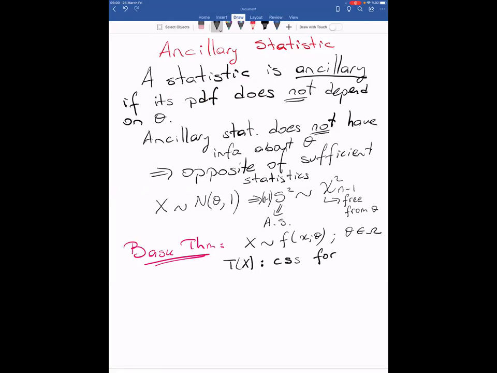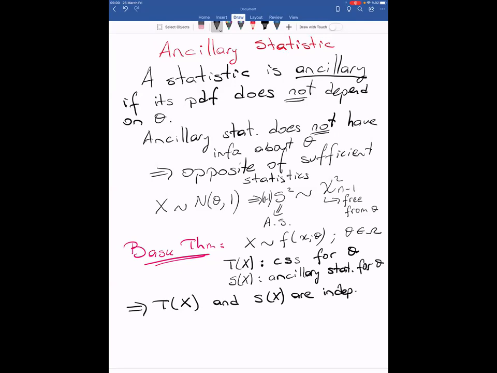I hope you remember the definition of completeness and sufficiency from the previous semester. And then let's say we have S(X), and this is an ancillary statistic for theta. Then this theorem tells us that these two statistics are independent from each other. So T(X) and S(X) are independent. This is a very, very nice property.